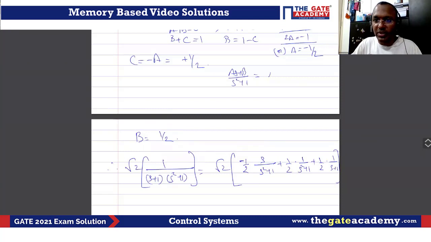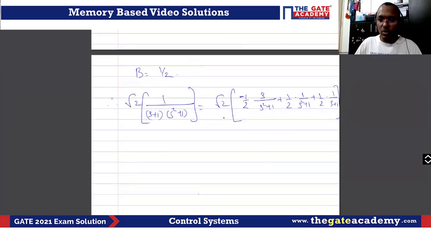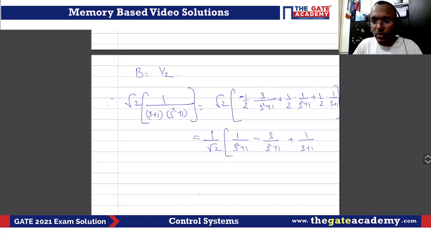So I split this term as a by s square plus 1 plus b by s square plus 1. This is what I split. Okay, so now everywhere there's a 1 by 2, I'm going to take that 1 by 2 common outside. There's a root 2 here, so effectively it will become 1 by root 2. So I have 1 by s square plus 1 minus s by s square plus 1 plus 1 by s plus 1. This is my y of s.